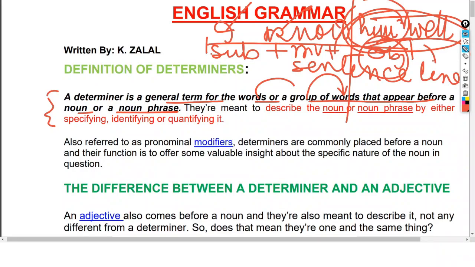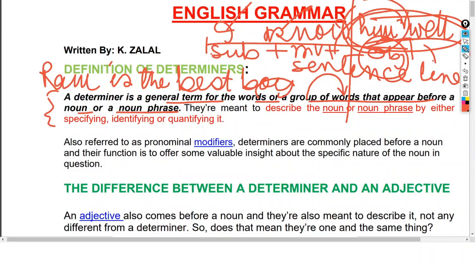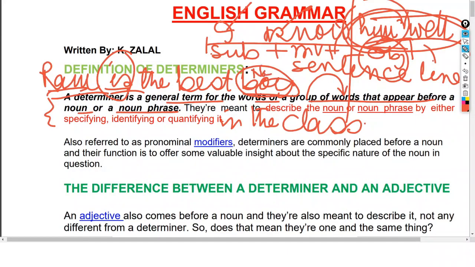Now if you go to another type of sentence, for example, Ram is the best boy in the class. Now see, in this sentence there is the verb, it is the auxiliary verb, and there is the subject, and you see this is the noun. The noun is boy, and before that something is added, and this best is the adjective. That means here this best, the best, these are the determiners.